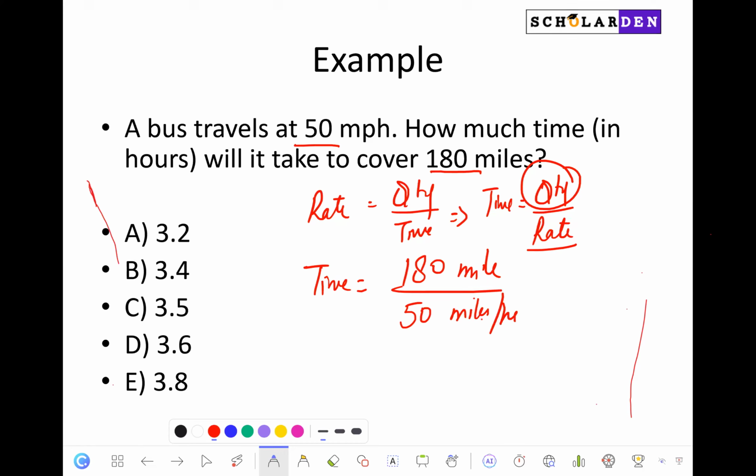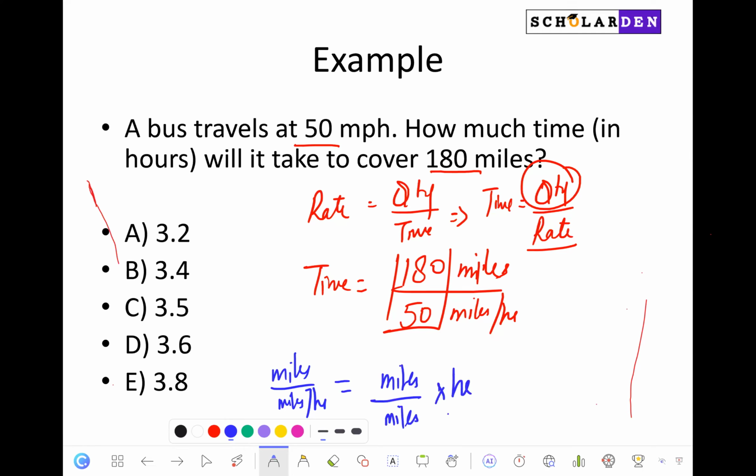Why I keep writing these units is because this is going to come in very handy. Let's forget about the numbers for a moment and just focus on the units: miles over miles per hour. Because these are fractions, if we simplify this, you get miles over miles times hour. The miles cancel each other out, and you're left with hour, which is what is being asked of us.